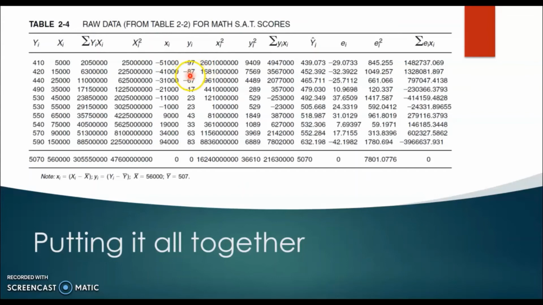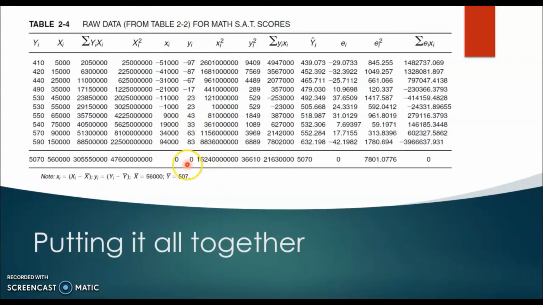We repeat for the second observation. So 420 minus 507 is negative 87. We repeat it again for observation number 3. For observation 3, 410 minus 507 is negative 67. So this negative 67 is the deviation of the y on each observation from its mean value. So it refers to the small letter y.